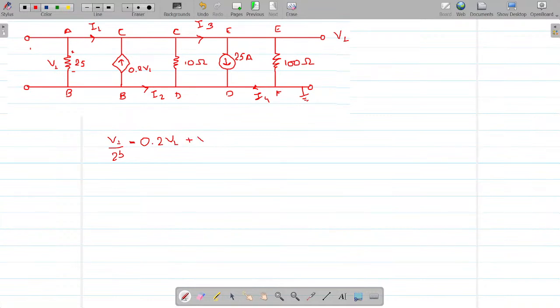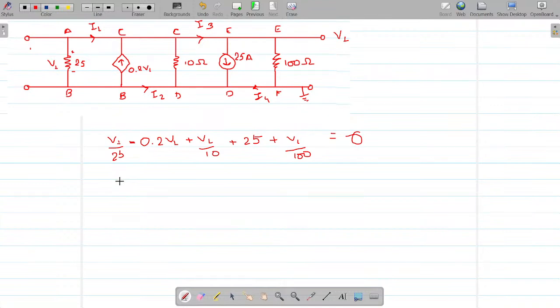Plus, can I write V1 divided by 10? Right? Plus, it is already outgoing, so I will directly write 25 plus V1 divided by 100 is equal to what? Sum of all outgoing currents at a given time on a node is equal to 0, right?